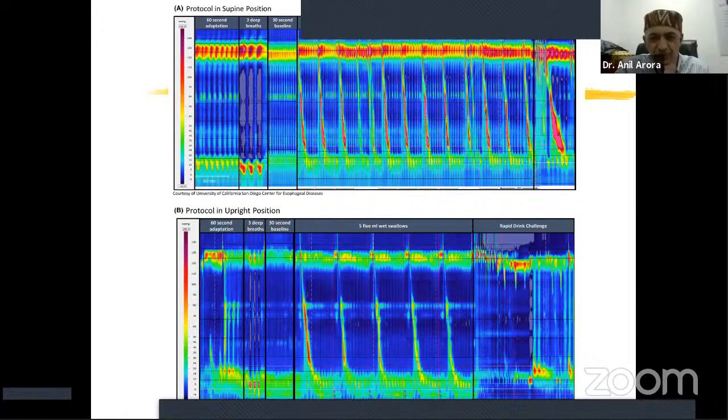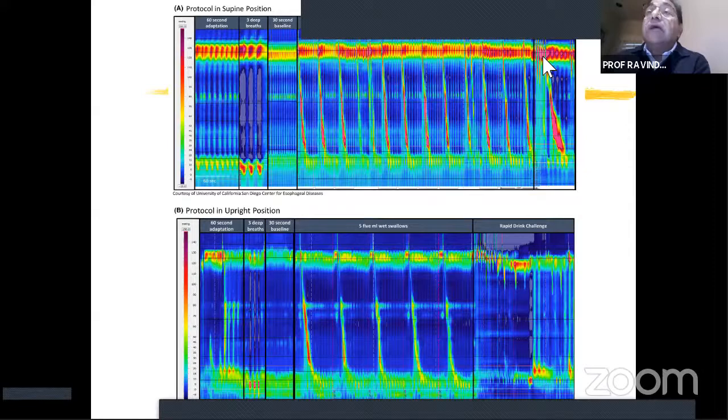Okay. So you do 10 5 ml swallows, then you do rapid swallows, and then you have the person sit up. Then you do 3 deep breaths to confirm your position again. And then you do 5 wet swallows, and then you do a rapid drinking challenge, and then you take out the catheter. So I think there is a reason for this protocol, and I think one of the things is that all the manometry labs should standardize the protocol.